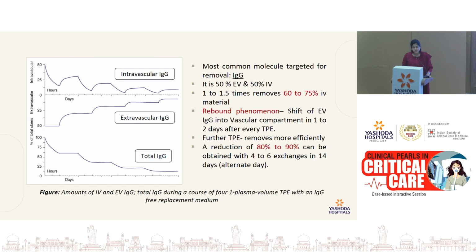The most common molecule targeted is the IgG molecule. As you know, it is 50% in extravascular space and 50% in intravascular space. So 1 to 1.5 times TPV when we process, we are removing about 60 to 75% of the intravascular material. But there will be an obvious rebound phenomenon over the next 2 days. So 80 to 90% of the reduction of IgG can be obtained with 4 to 6 exchanges in 14 days.